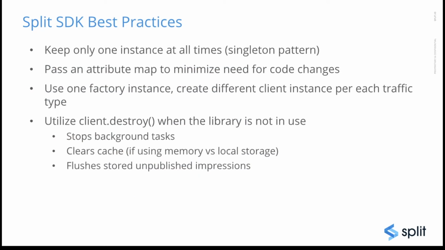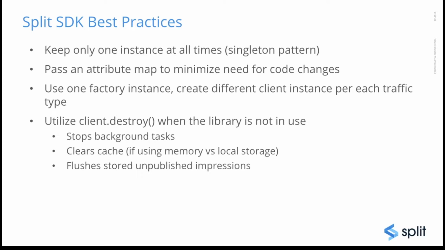Now, we have best practices for our SDK code, which is to keep only one instance at all times for the factory instance and the client instance, which we call singleton pattern. This is very useful, obviously, so that you don't have to create a new object every time you need to call getTreatment, and especially useful when you use the server back languages like Java, .NET, and so forth.